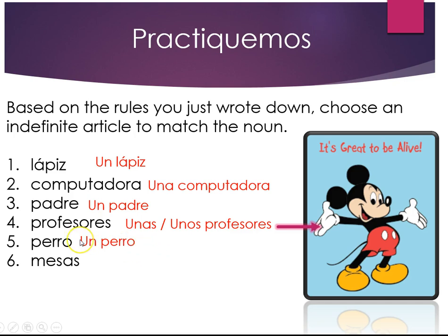Perro, un perro. Now, yes, the dog is alive, and you can have both masculine and feminine dogs, but this ends in an O right here. So that tells me the dog is masculine, and I need to use un. Otherwise, I would make this an A: perra, and that would be una. Mesas, unas mesas.